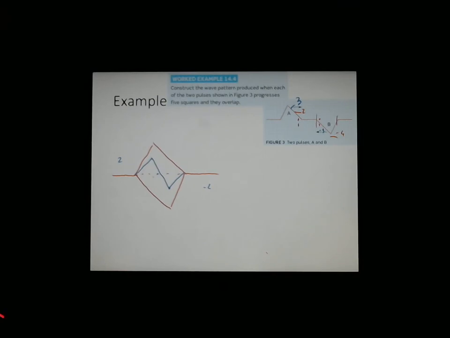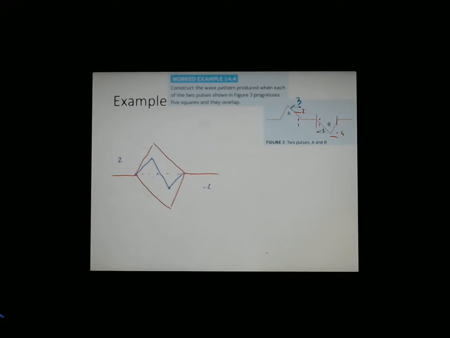It won't matter what you have to superimpose. There are some questions of this in the revision, in the end of chapter questions, which I really recommend you try, even if I haven't asked you to do it, just because it's good practice with the drawing. But that's an easy way to think about how to do superpositions. Find a couple of critical points and then just extrapolate the bit in between.